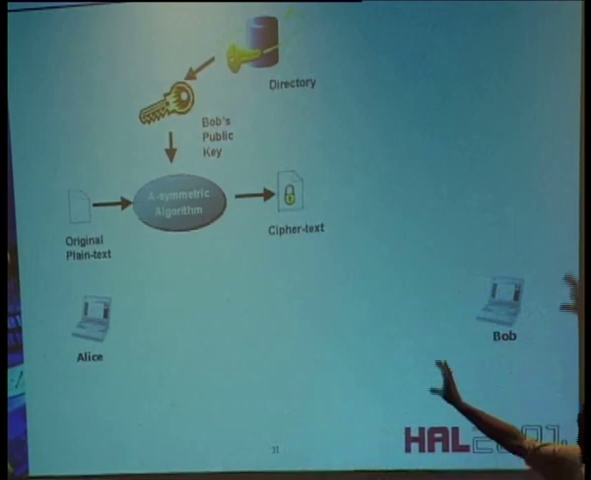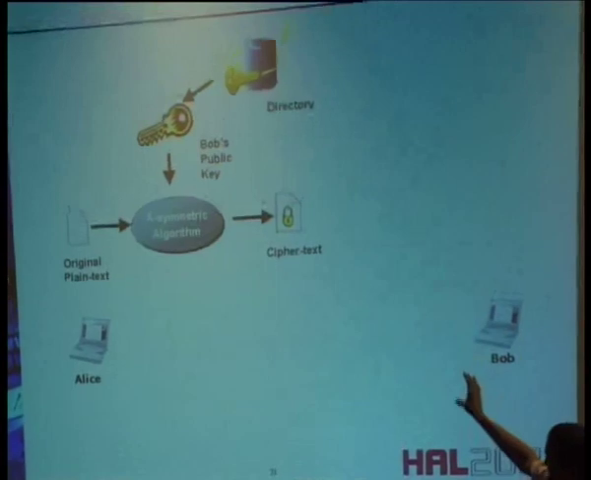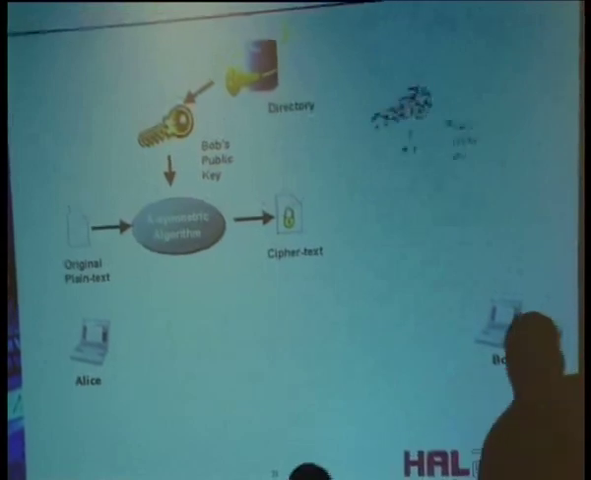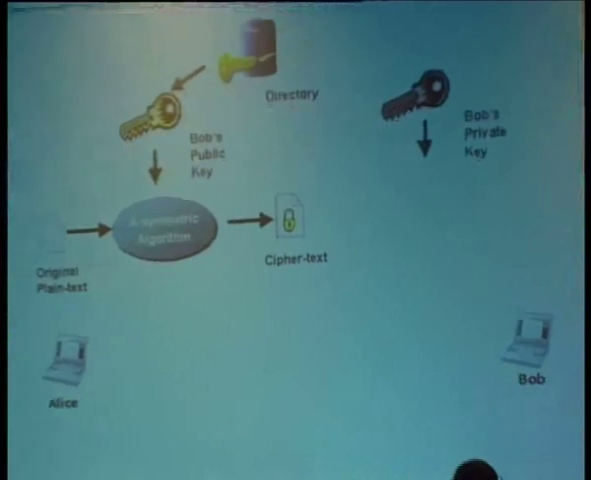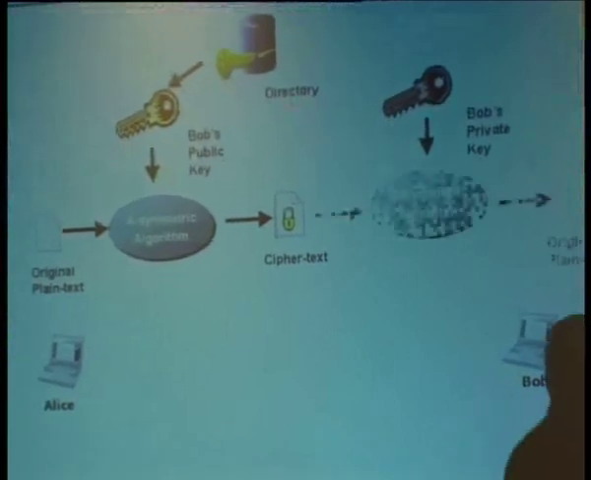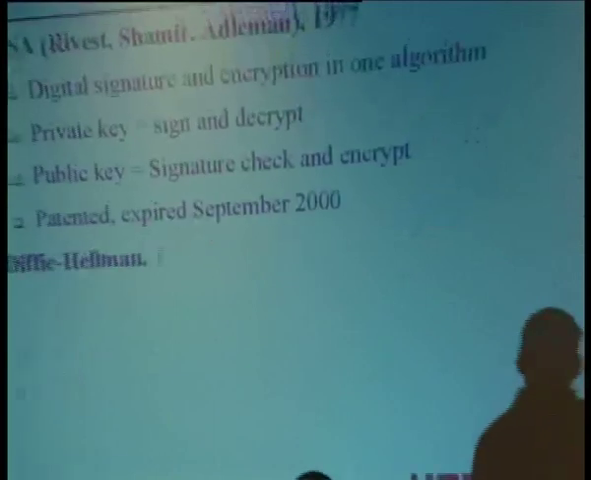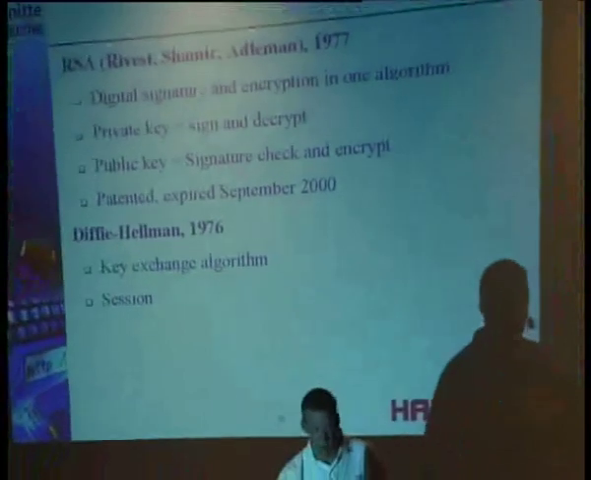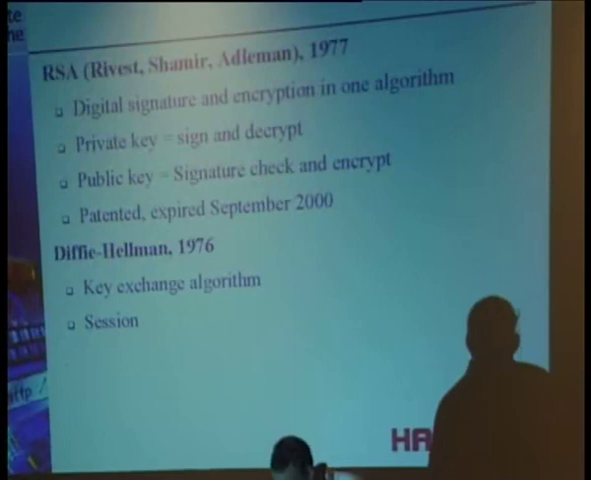So you take an asymmetric algorithm, for example RSA, you take Bob's public key, you encrypt the message, and you have the ciphertext. Bob receives the message, takes his private key, decrypts the message, and you have the original plain text back. That's easy. So again, the algorithms, RSA, digital signatures. If you want to know more about this, I can explain it after 11 o'clock.